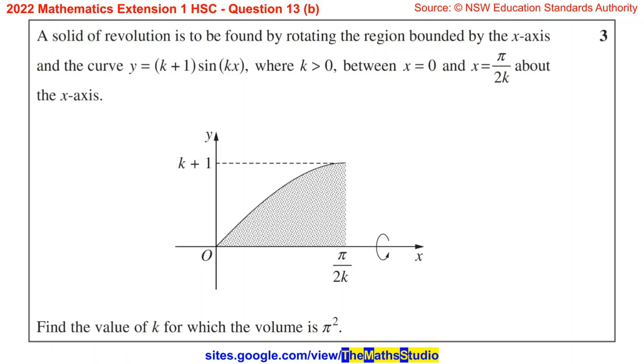Question 13b. A solid of revolution is to be found by rotating the region bounded by the x-axis and the curve y equals (k+1) times sine of kx, where k is greater than 0, between x equals 0 and x equals pi over 2k about the x-axis. Find the value of k for which the volume is pi squared.